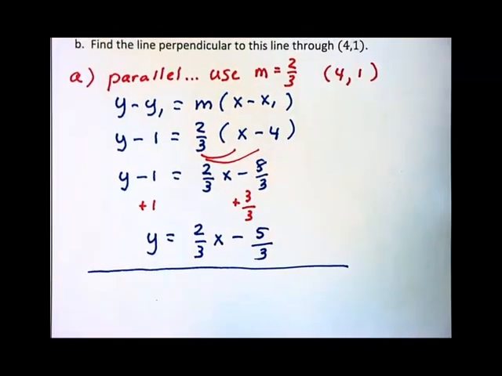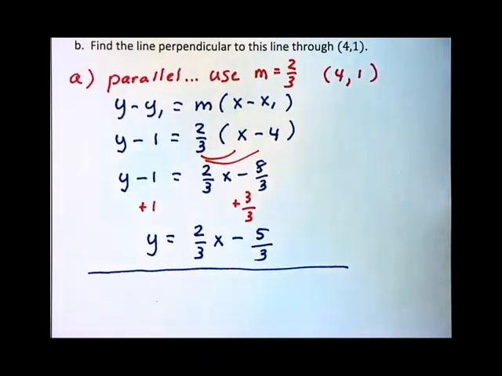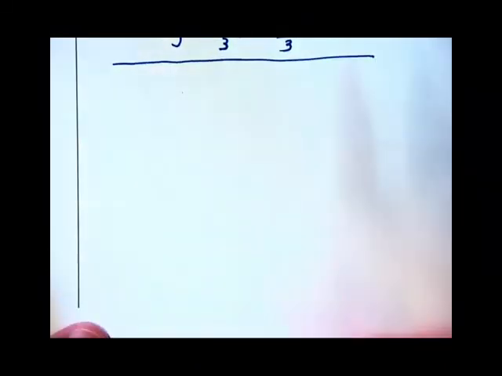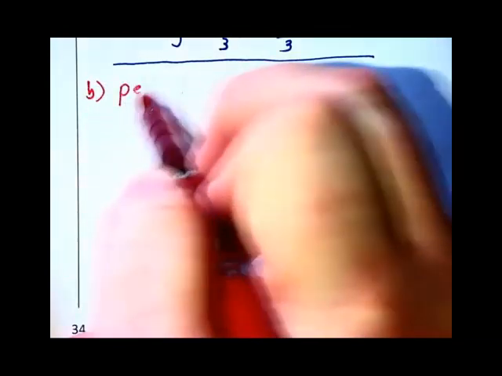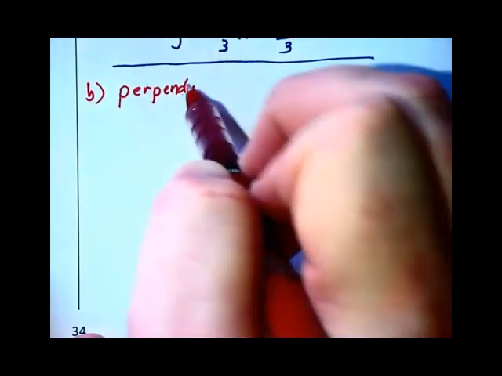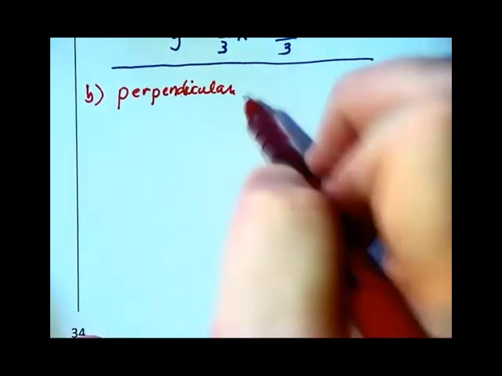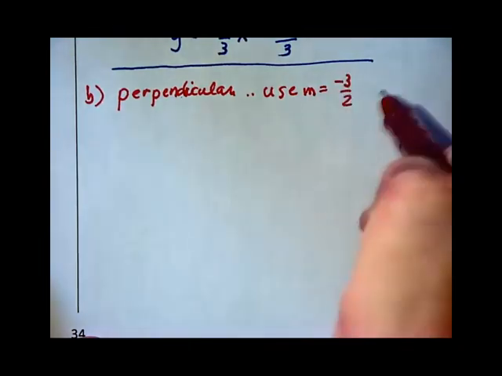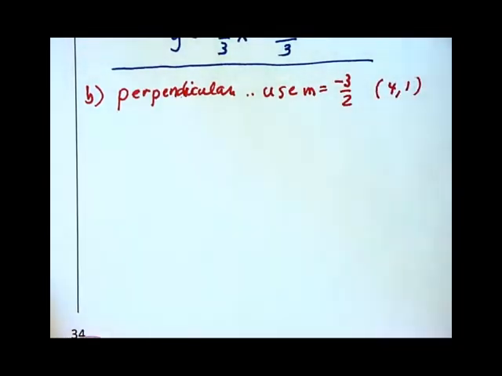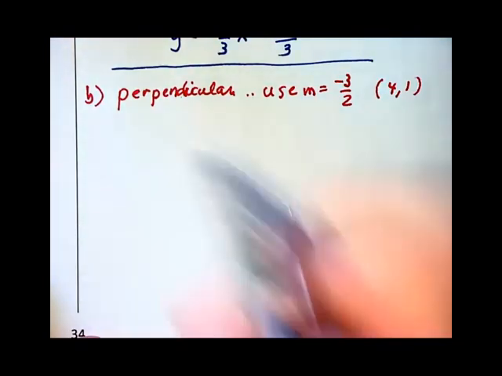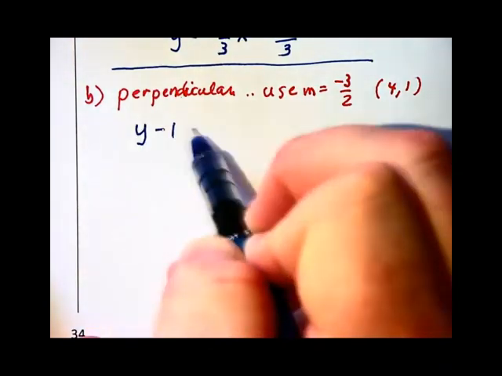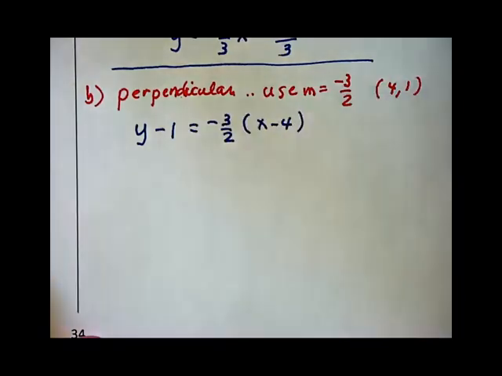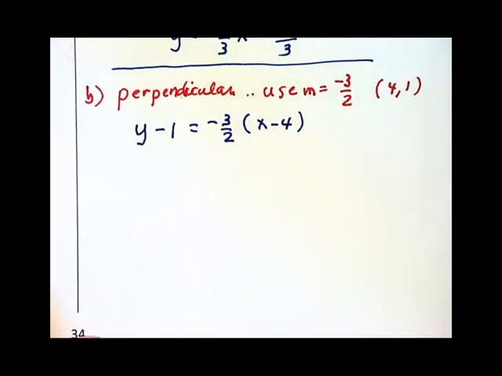Now they want to do the same thing but with the line that's perpendicular. So instead of using the same slope, we're going to use the negative reciprocal. So for part B, perpendicular, we're going to use not 2/3, but m equals negative 3/2 along with the point 4, 1. And so going straight into the point slope formula, we're going to have y minus 1 equals negative 3/2 times x minus 4. It's the same thing as up above, except that we have a different slope.